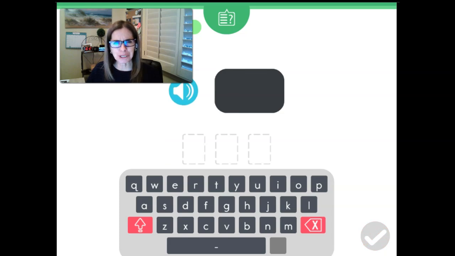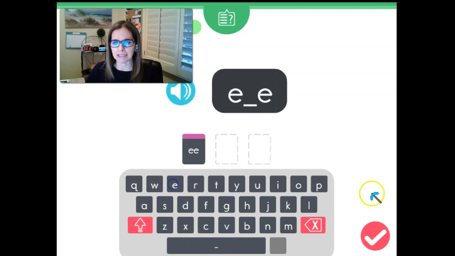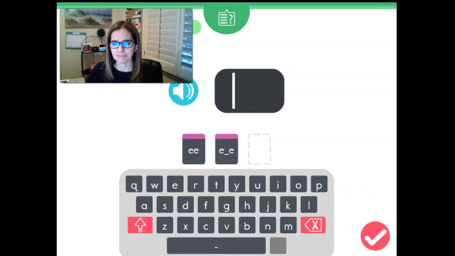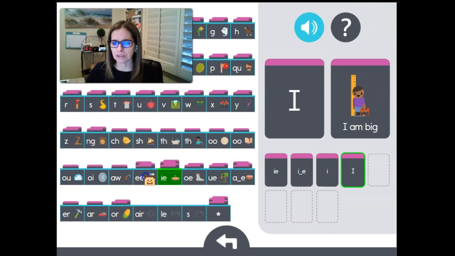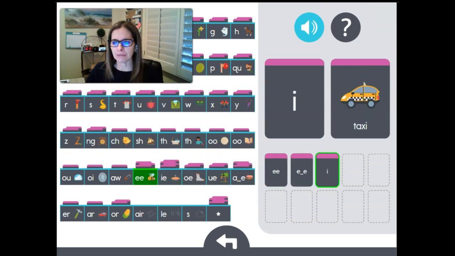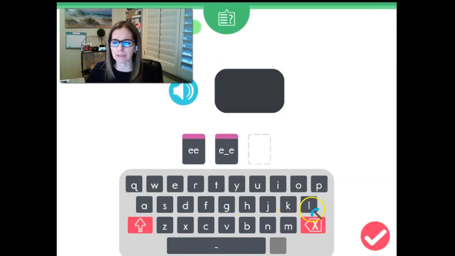E. Remember to use the pocket chart if you need to. So I know we have the E as in B. I know we have E separated E as in Pete. Do you remember the other one we have? Let's check. I remember E as in taxi. So this letter can spell the E sound, taxi. It's not regular at all, but it's important to know.